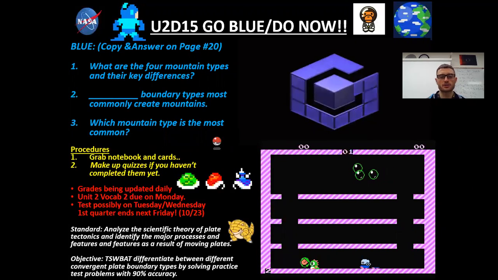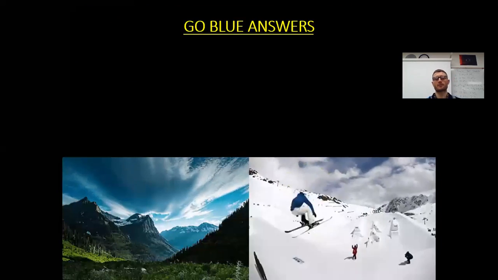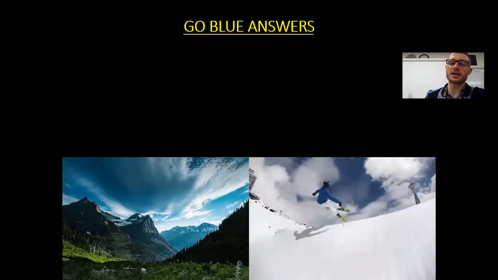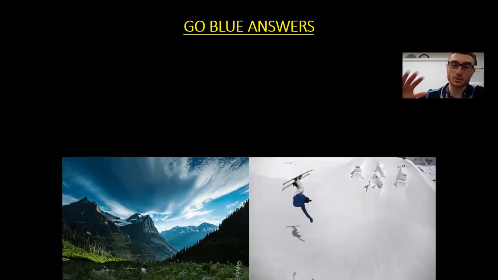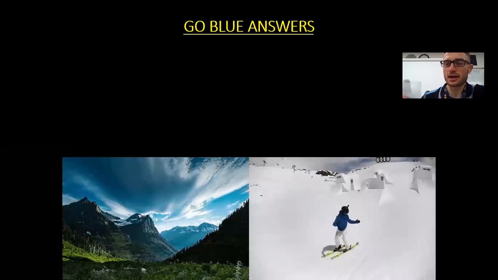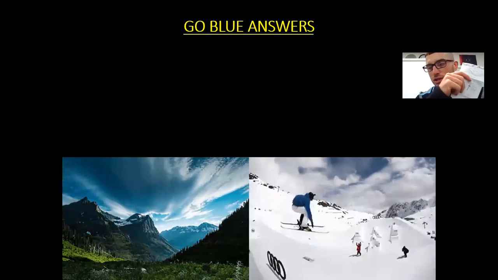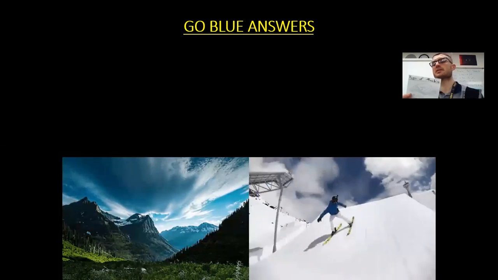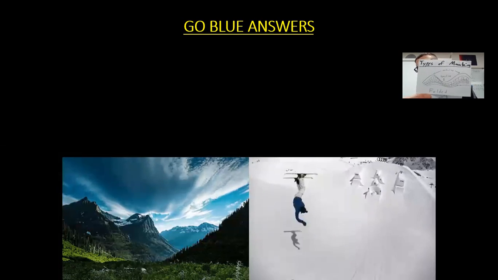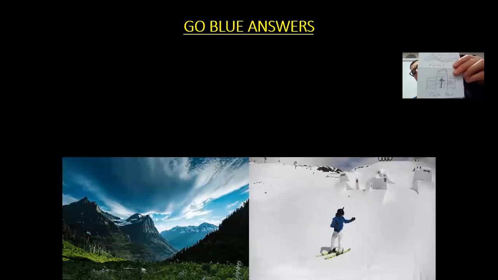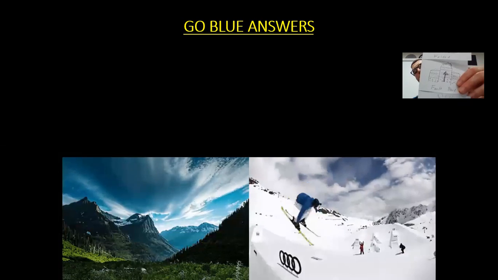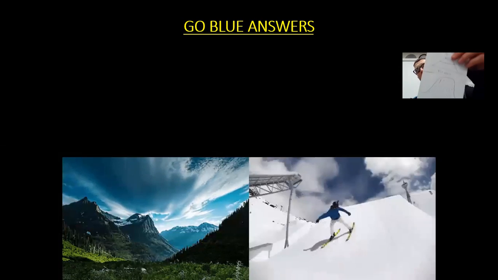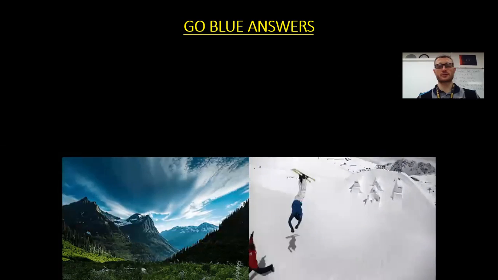Okay, moving on to some of our answers here. We should all know the 4 mountain types. We went over them yesterday based on our sheet with the 4 columns. If you look at the video from yesterday, I showed you completely how to set it up, so I'm not going to zoom in on this. But our first type is going to be the folded mountains. Second type is going to be the fault block. Third type is going to be volcanic. And 4th type is going to be the dome mountains.